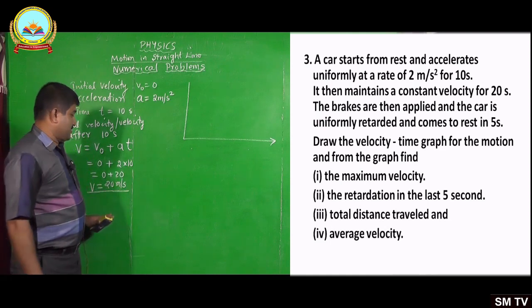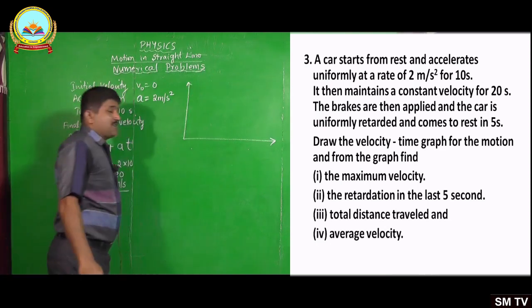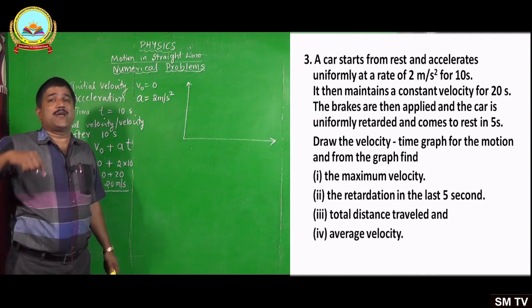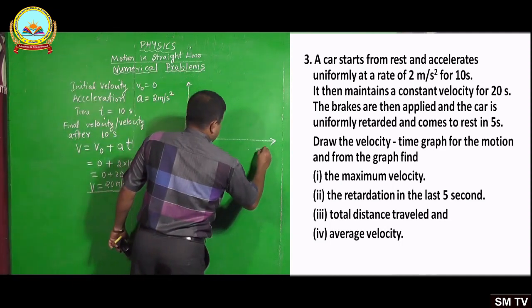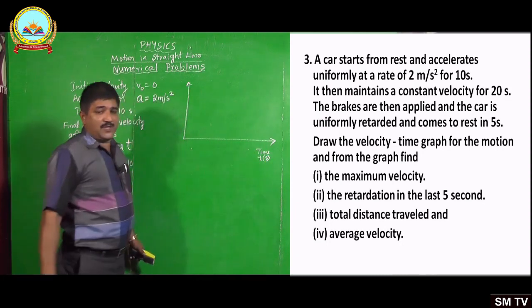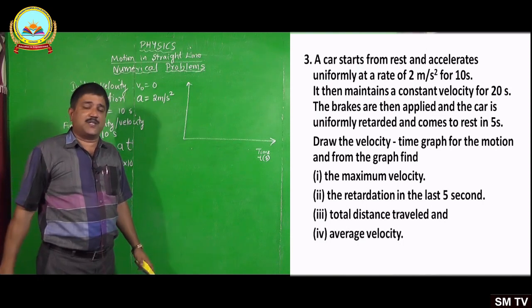So retardation takes place. So firstly what you have to draw? Velocity time graph. See, in the velocity time graph you have to take velocity along y axis and time along x axis. So this is the time axis here. Time t in seconds, and here you see first 10 seconds, then 20 seconds, then 5 seconds. Total duration becomes 35 seconds.